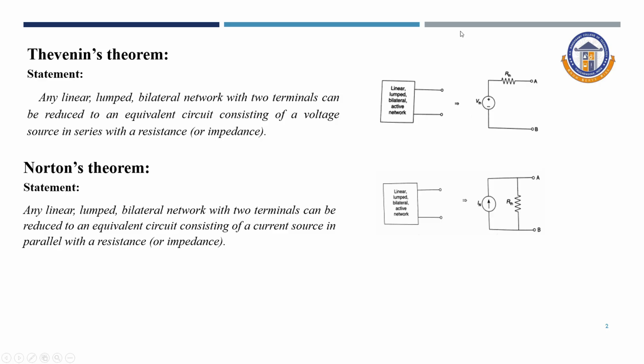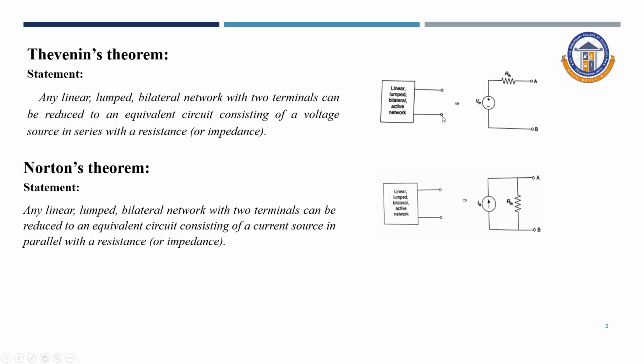In Thevenin's theorem and Norton's theorem, finding the equivalent resistance is the same. Here we have R Thevenin, here RN. So we represent the Thevenin's resistance as RTH, which is nothing but your RN. Some textbooks represent it as RN. So finding the R Thevenin or RN follows the same procedure for both theorems.